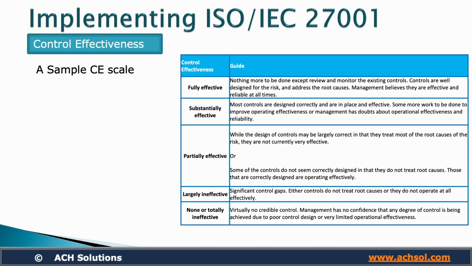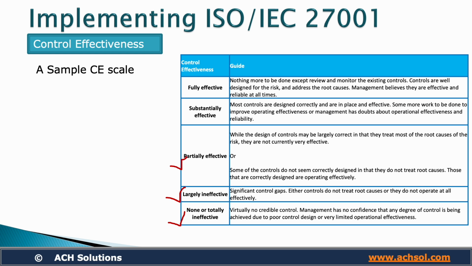Now let's see a sample scale of control effectiveness. So the first stage is where the control is non-existent or totally ineffective, virtually no credible control, right? Think of the firewall example I gave earlier, where you didn't have the firewall. The next one is largely ineffective. That means you have the firewall, but it is not at all configured. So it is there, but it is not useful. It's not filtering anything.